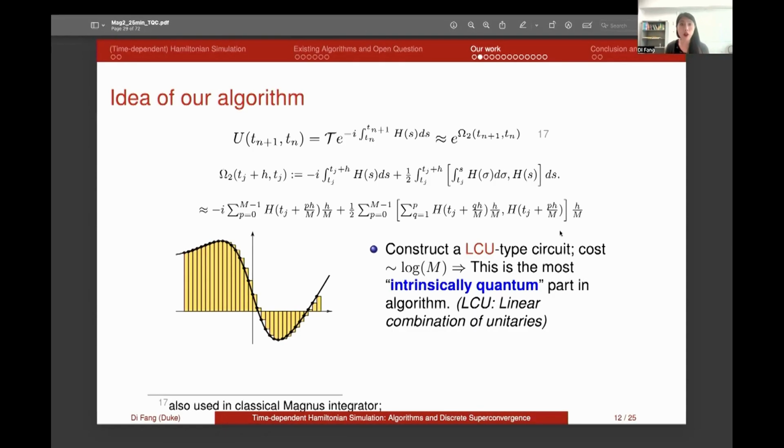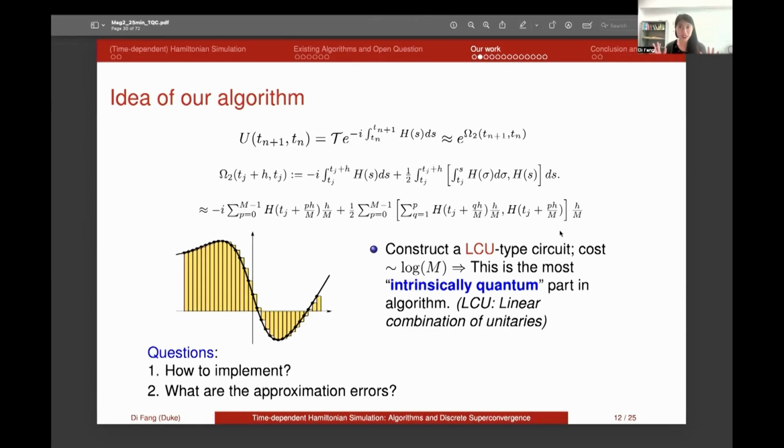That's indeed the case. However, for this type of sum, it turns out we can design a very simple LCU type of circuit to bring the cost down to log m, where m is the number of quadrature points. So we can safely enlarge the number of quadrature points without paying a large cost to the algorithm. This is also why our algorithm, at the end of the day, will have a log dependence on the derivative.